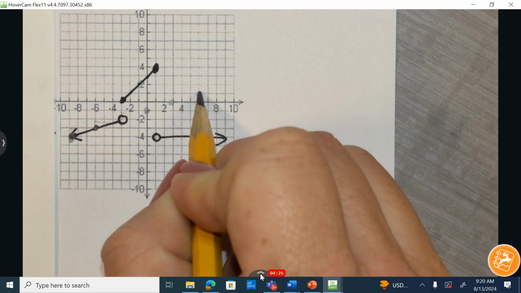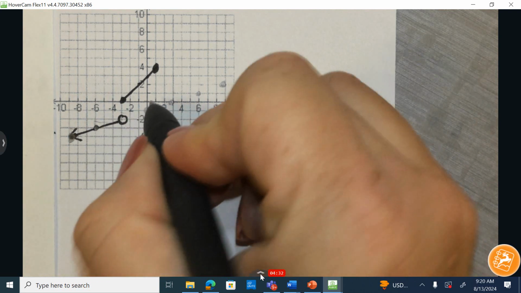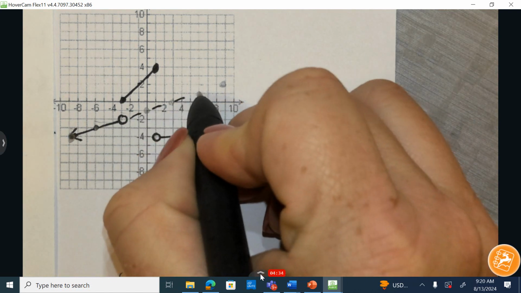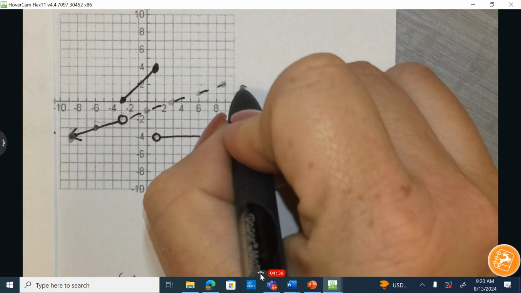I'm not going to connect these. But what it's allowing me to do is I could come up with an equation of this. If I connected this, it would look like this. So I'm going to call this f of x.